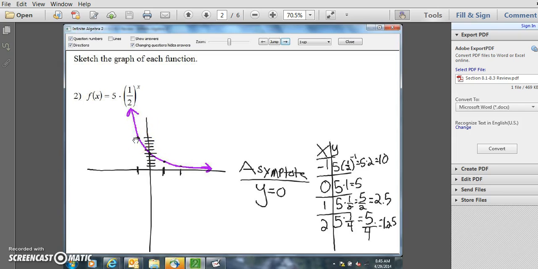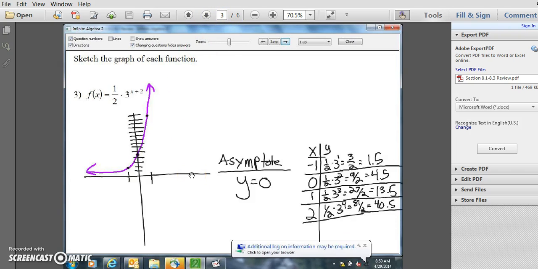I plot them. At -1, I get 10. At 0, I get 5. At 1, I get 2.5 or 5 over 2. And at 2, I get 5 over 4 or 1.25. You plot those points in a nice smooth curve. And again, it can't go below y equals 0.